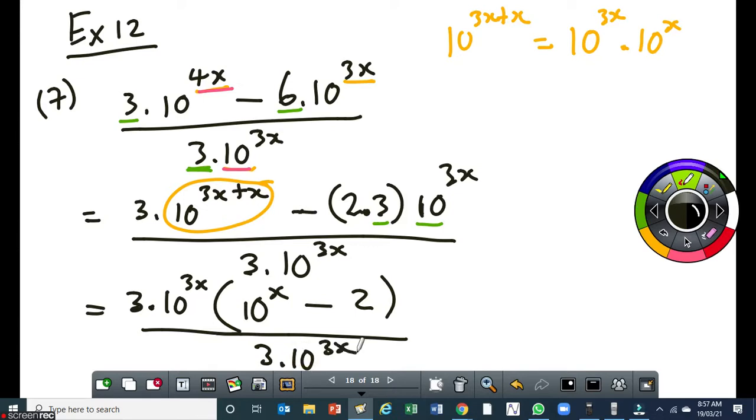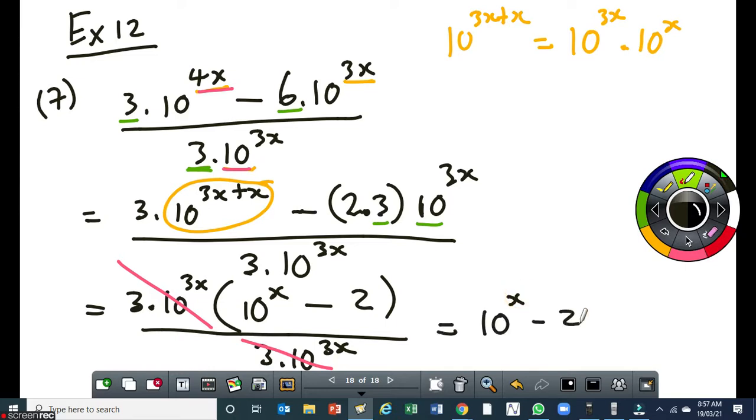So in the end, this common factor and that denominator are going to cancel out. And the final answer is going to be 10 to the power of x minus 2. Okay? And that will be it.